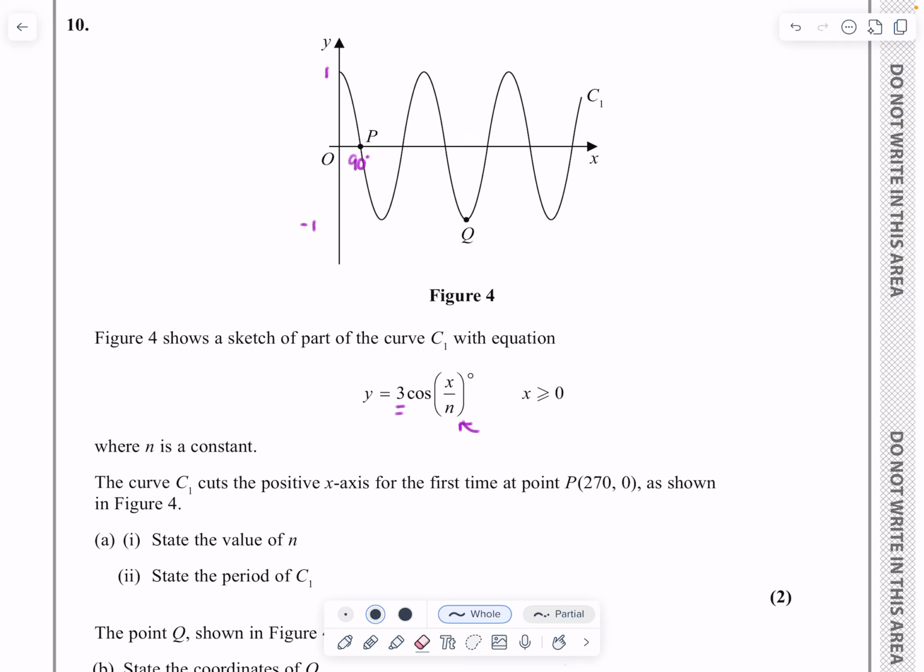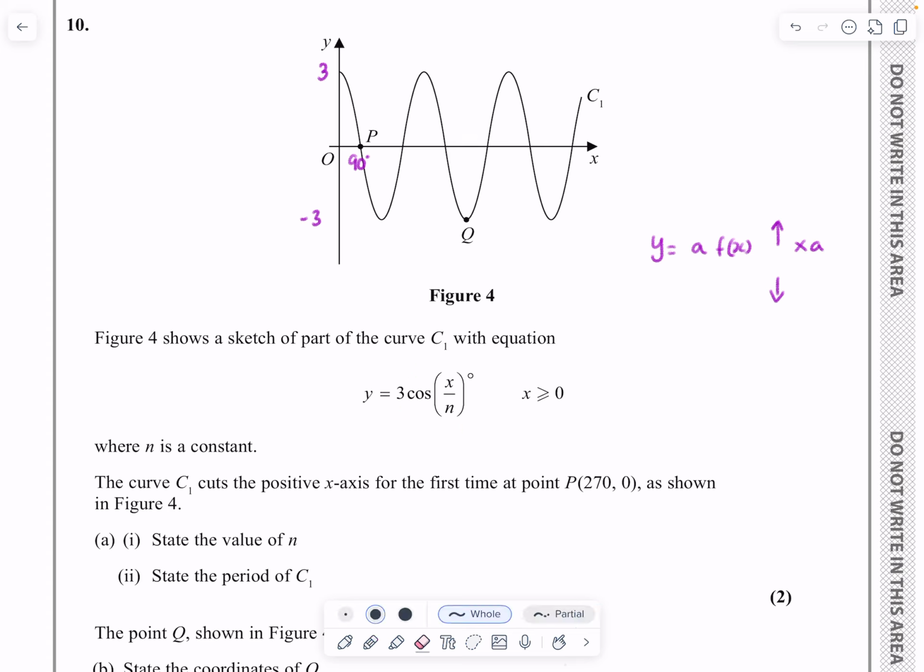But as I say, this is a graph that's been transformed. We have 3 cos x. What does 3 cos x do? Well, y equals a f(x), if we ever get that, it's multiplying by a scale factor of a parallel to the y-axis. So in this particular case, this value here would be 3, and this value here would be minus 3 if this was 3 cos x over n.